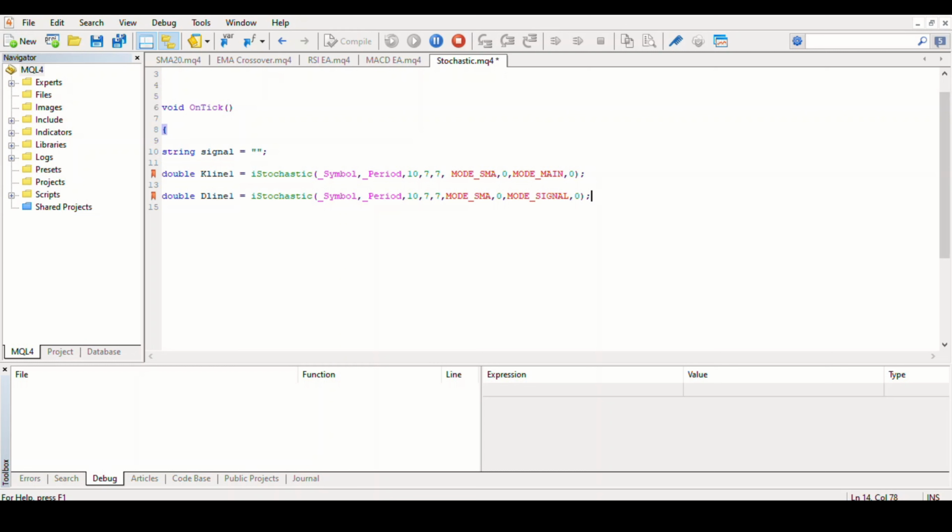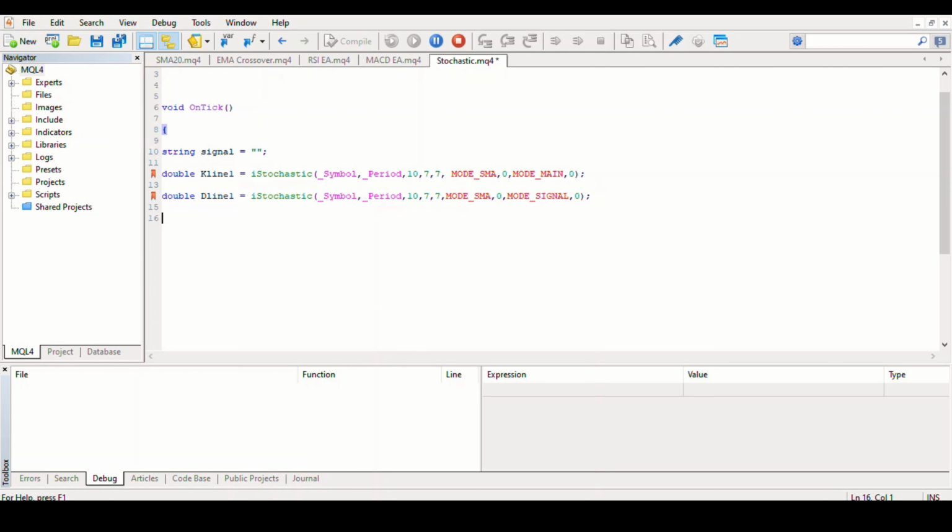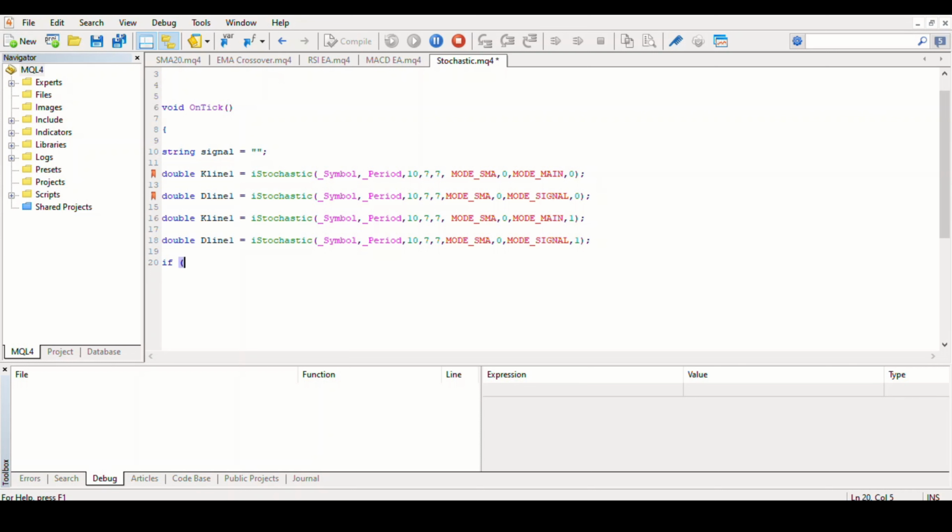I forgot the close brackets. As always, we're going to be copying and pasting this because it's a crossover, remember? And then we're just going to be changing the shift there at the back. Cool. Now the if statement. Oh yeah, don't forget to call this D line 2 and K line 2 to differentiate them.